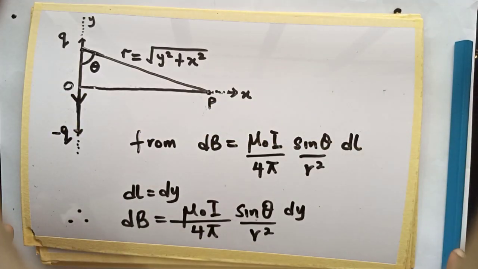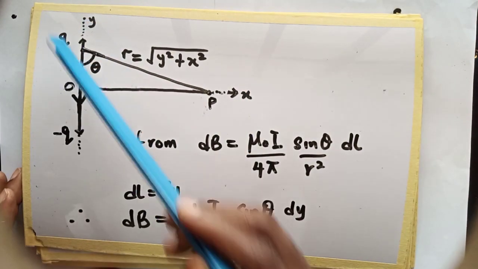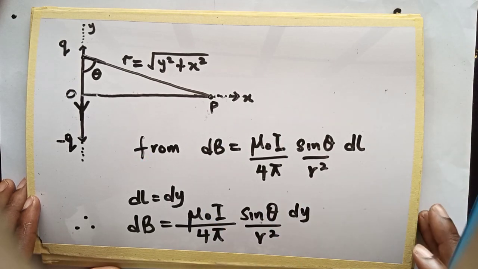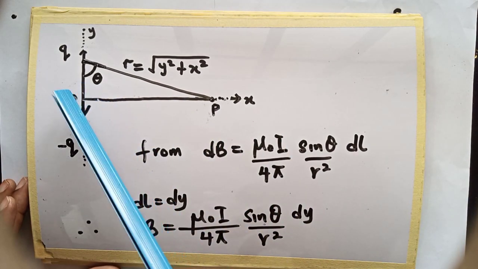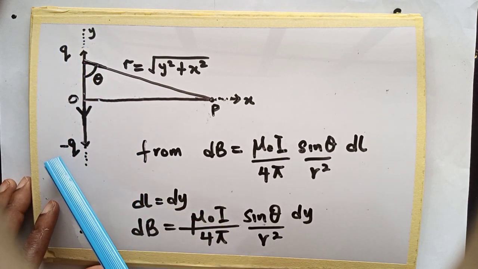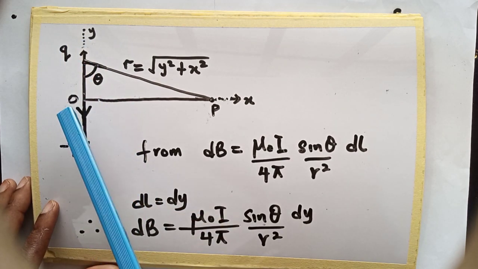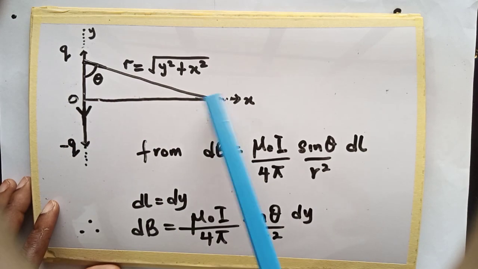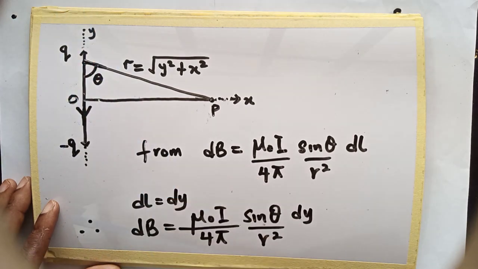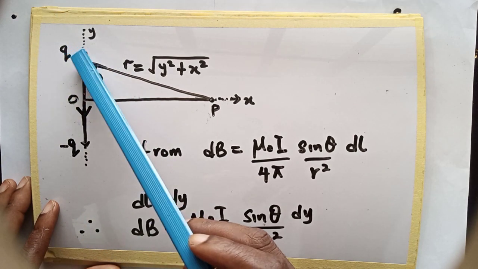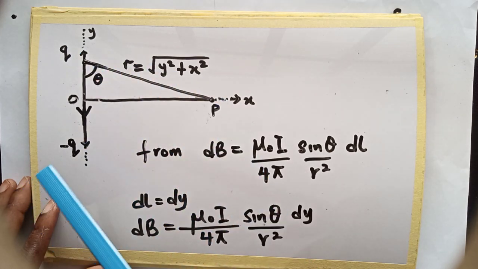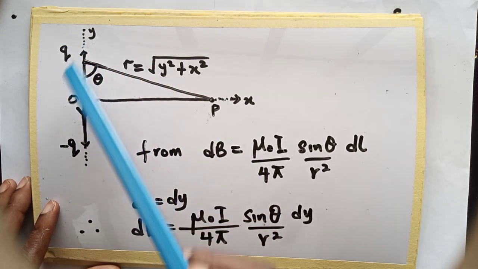Now we have a conductor of length 2q, which is split into q and minus q. What you notice is that I assume this point to be the center of the length. So we have q up and minus q down. We are interested in finding the magnetic field at this point P along the x-axis. Then this q lies along the y-axis.